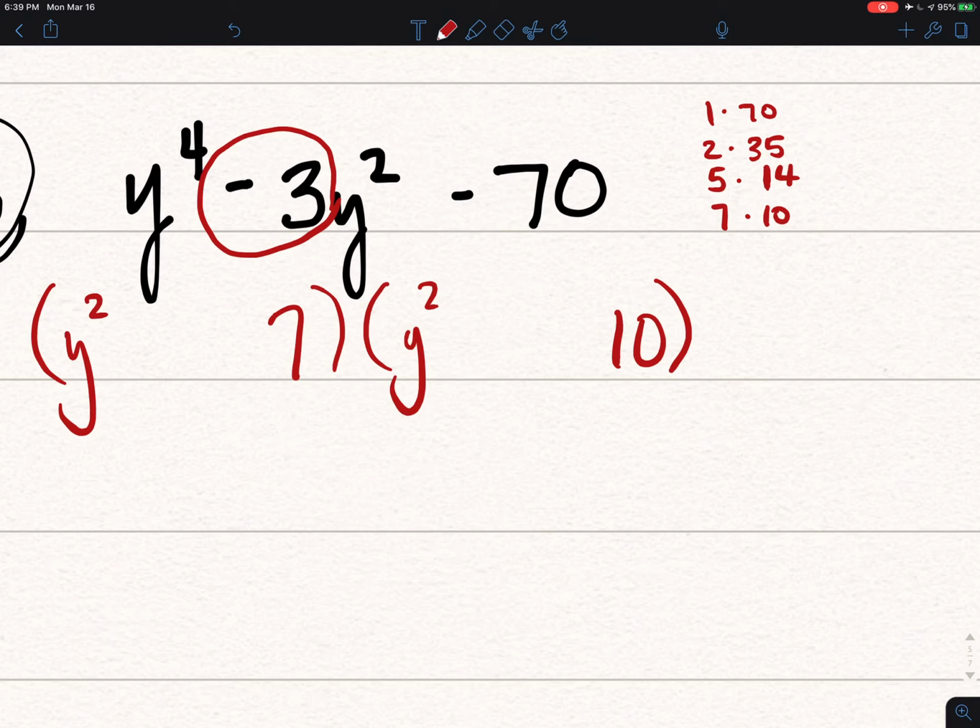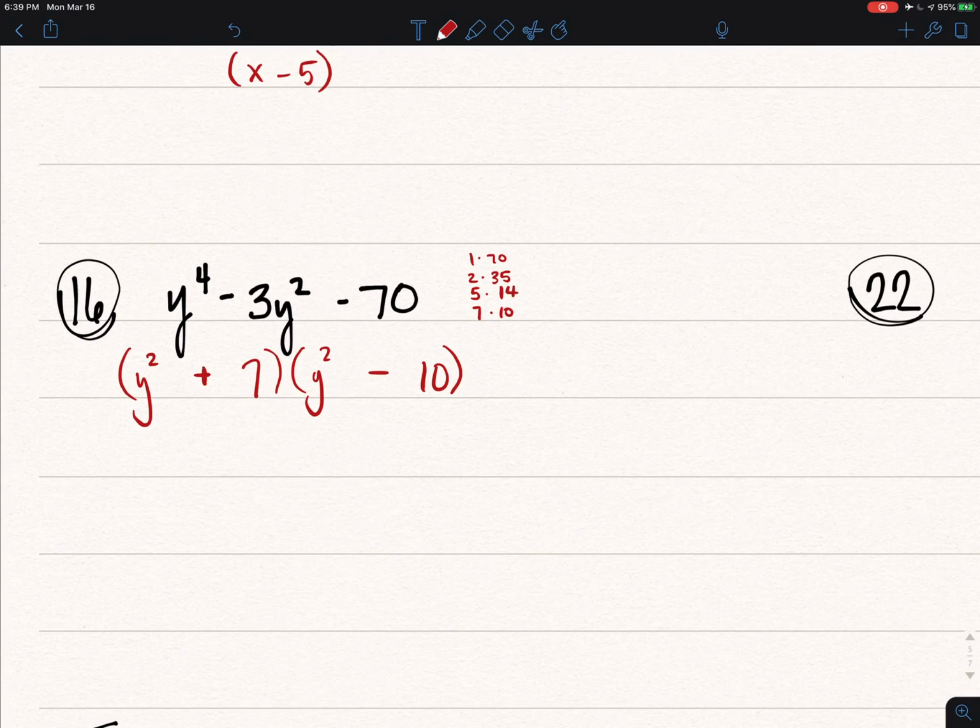Well, I would definitely need to have one positive and one negative, and my larger value needs to be the negative. So I would need a negative on my 10, and I would need a positive on my 7. Now I want you to pause the video, and I want you to FOIL these two binomials to tell me whether or not you get the same thing as the original.